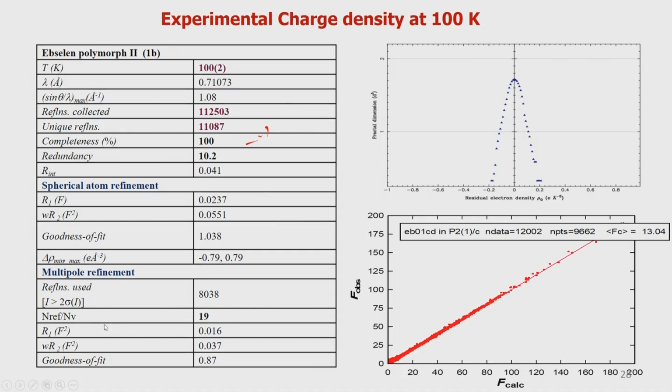So, the R factor here you see is 0.016. That means the error that is involved is less than 1.6%. You can express the R factor as 1.6%. That means 1.6% is your R factor, the weighted R factor is 3.7%, and the goodness of fit is 0.87.